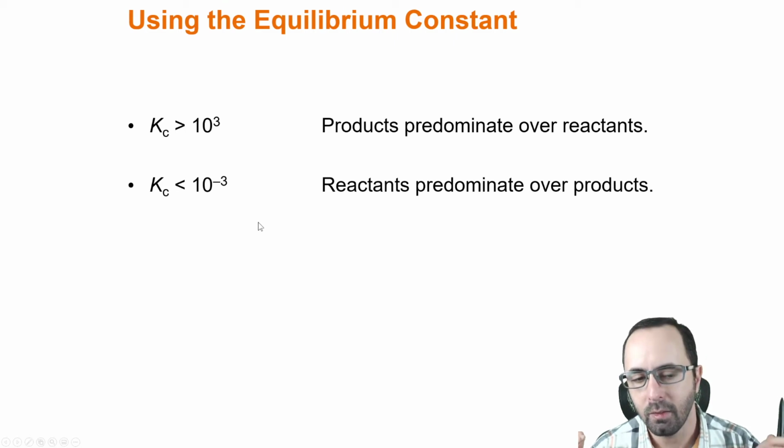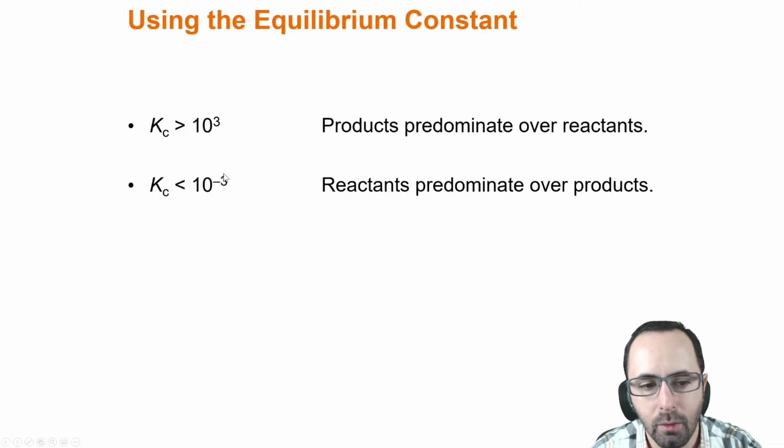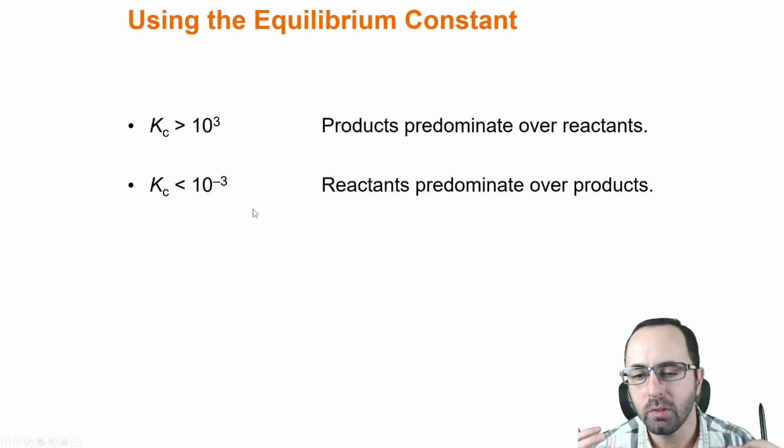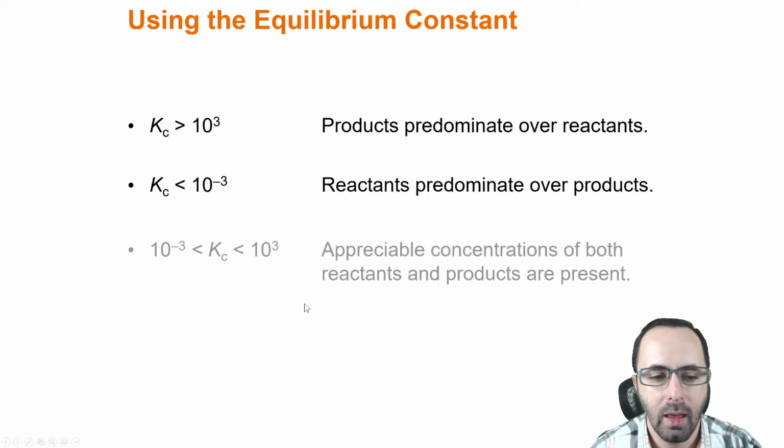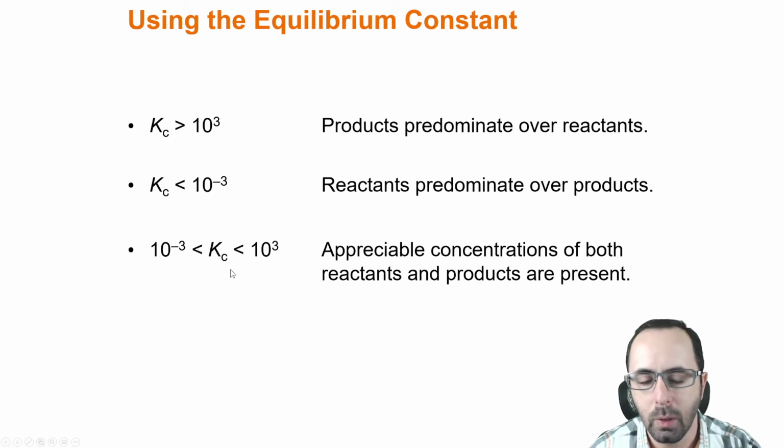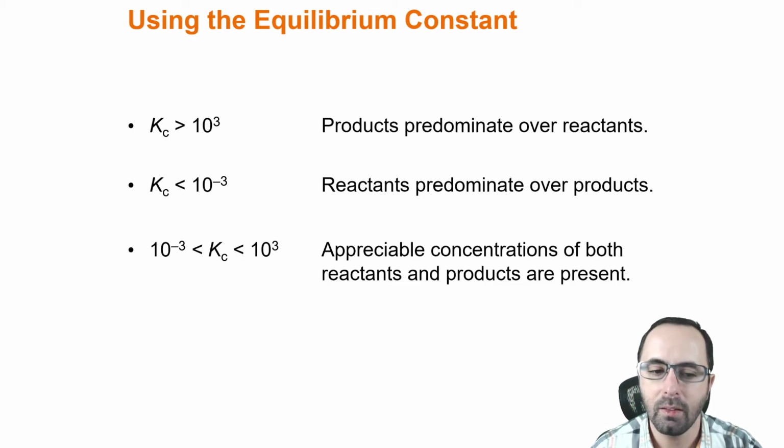If K is smaller than 1/1000th, 10 to the minus 3, this means we get very little products. We have mostly reactants left over when the reaction has appeared to stop. And if K is somewhere in between these, somewhere between 1,000 and 1/1000th, we'll have a pretty significant amount of both reactants and products. This is a serious issue too.